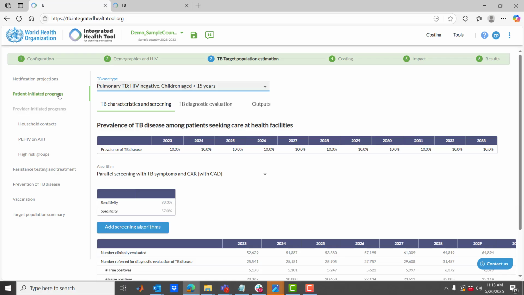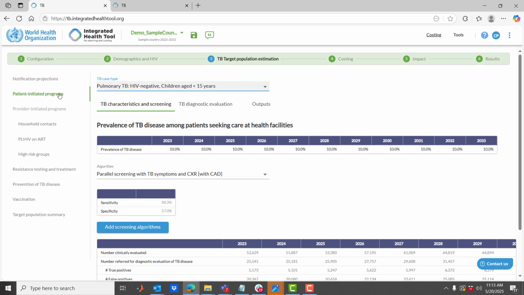Therefore, for patient-initiated population groups, the tool starts with the number notified in each category and calculates how many patients must have been clinically evaluated for the algorithms to result in the calculated number notified in the patient group. For further details on this calculation, the user can consult the user manual and embedded guidance.